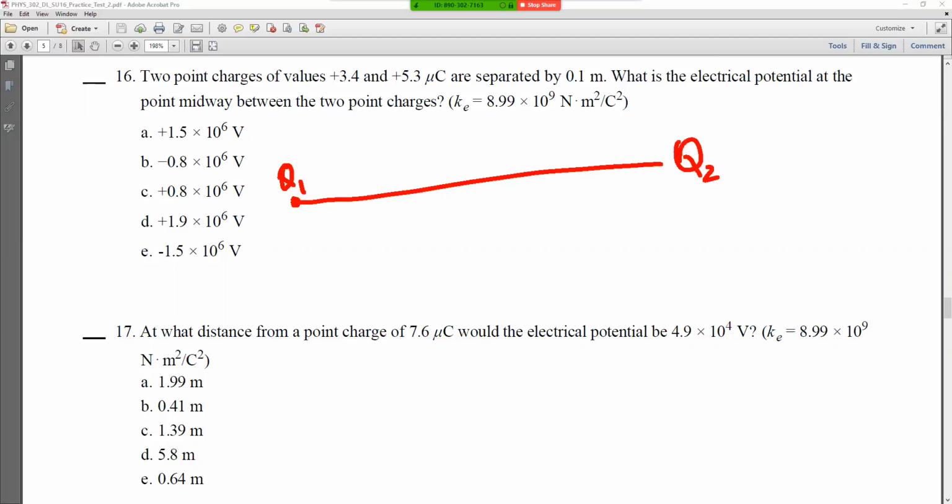Okay, so this is 3.4. This is 5.3 microcoulombs. And they're asking, what are they asking for? Electrical potential. Okay, what is the symbol for electrical potential? Class, what is the symbol for electrical potential?